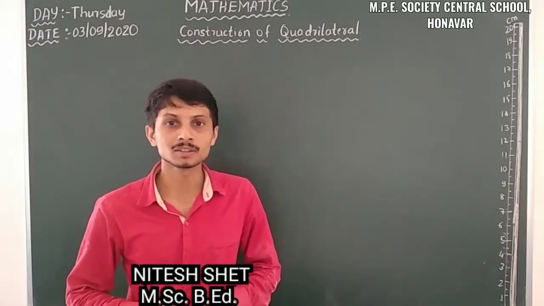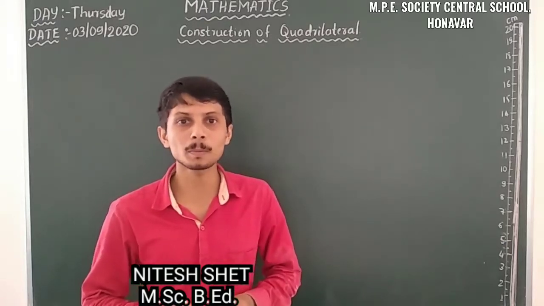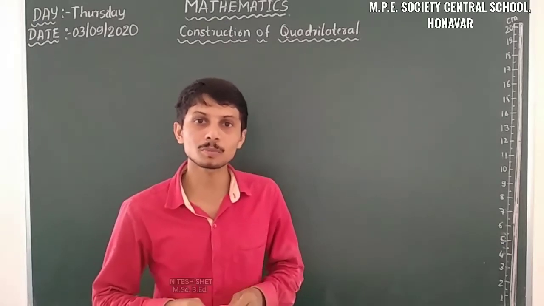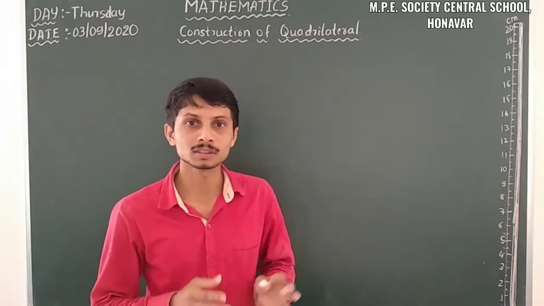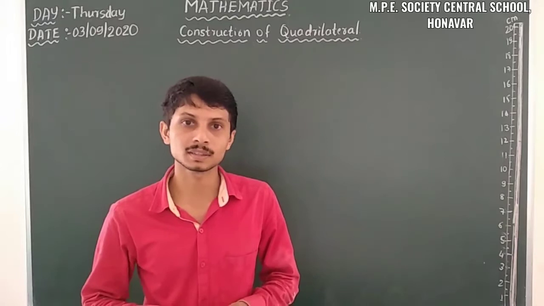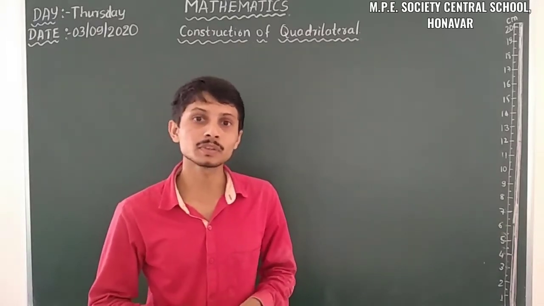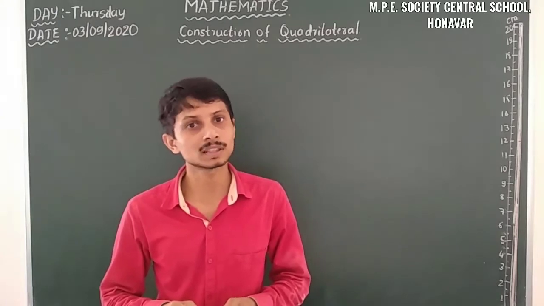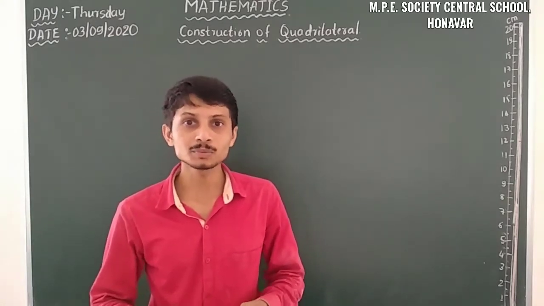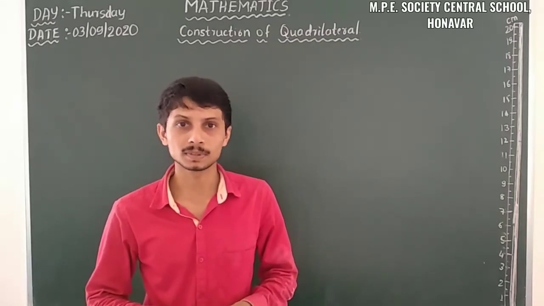I am from Honavar. So last class we discussed a topic from 8th standard, that is construction of quadrilaterals. In construction of quadrilaterals we already discussed some of the cases, that is when 4 sides and 1 diagonal are given, when 2 diagonals and 3 sides are given, and also we constructed a square with the given things. So let us move on to the last topic of this chapter, that is rhombus.